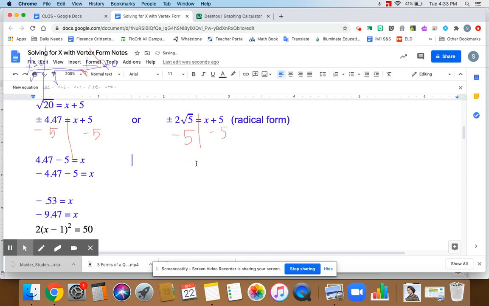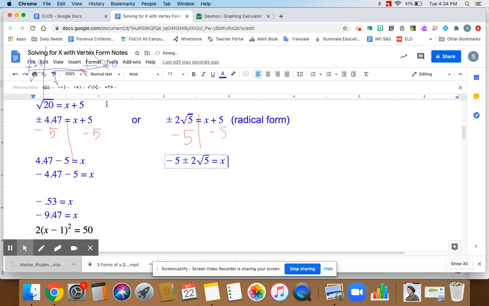If I chose to come over and do it in radical form, the only difference is this minus 5, I can't subtract from this because this is a radical and this one's not. So I would just put minus 5 in the front. And then I do my plus minus symbol and then 2 root 5.